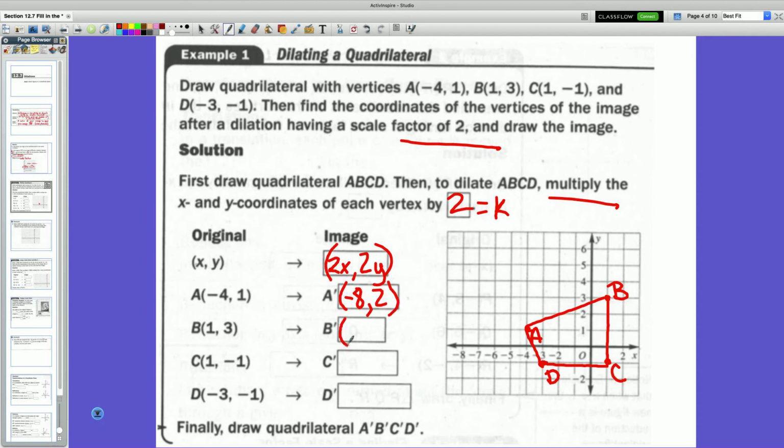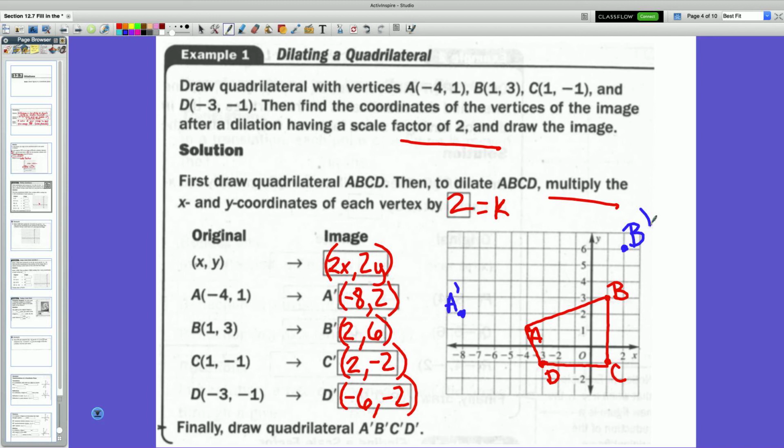B prime, 1 times 2 is 2, 3 times 2 is 6. C prime, 1 times 2 is 2, negative 1 times 2 is negative 2. D prime, negative 3 times 2 is negative 6, negative 1 times 2 is negative 2. Now graph my new points. I'm going to do it in a different color so we can make sure we see it. A prime is at (-8, 2). B prime is at (2, 6).